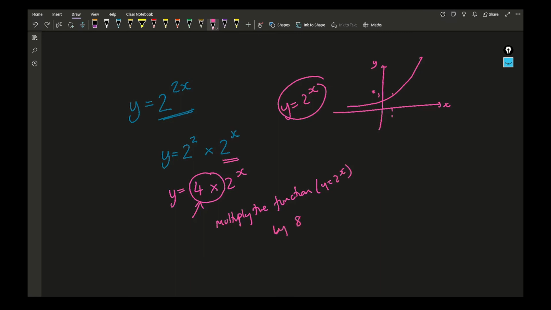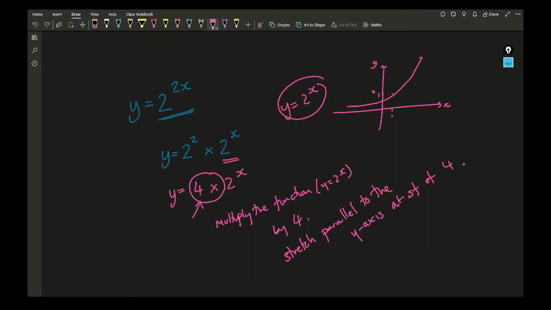So here what's happening is that's going to be a stretch parallel to the y-axis at a scale factor of 4. Actually, I put 8 there, that should be a 4. And there we go. So it's just a case of manipulating the equation to get it to what you're actually doing.